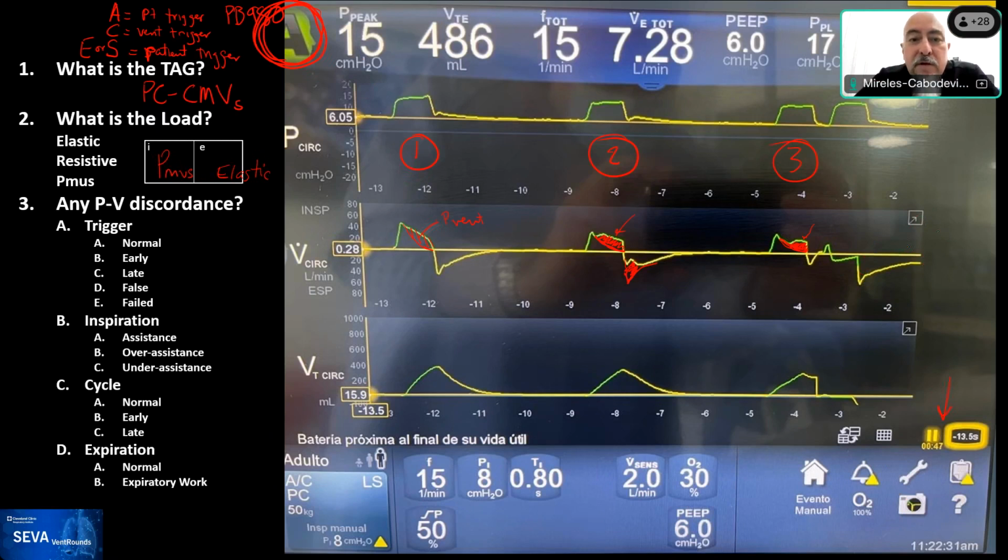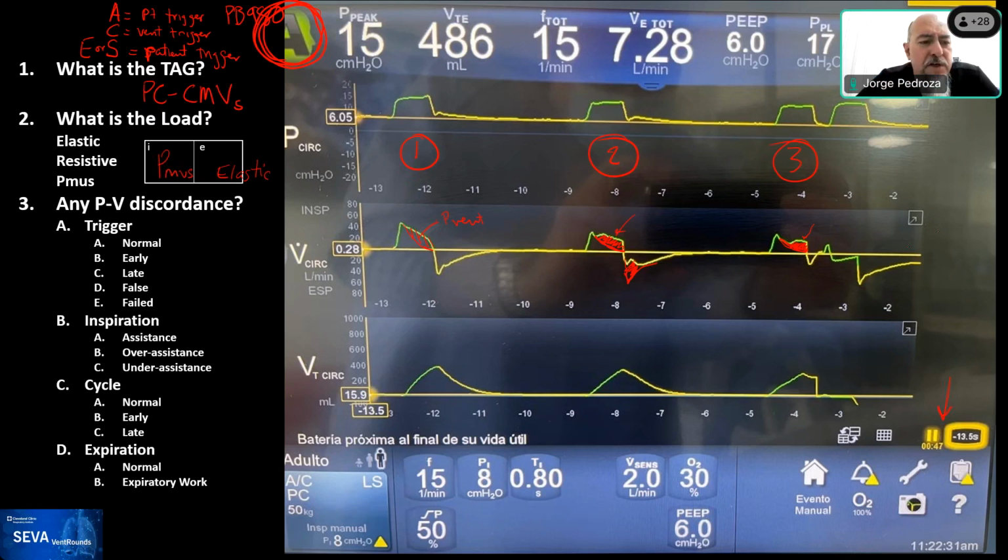Yeah, which adds a little bit higher level of complexity to try to know what type of trigger discordance it is. That's one of the good things that some ventilators have implemented, which are the visual markers. Great point. Thank you, Rob, for highlighting that. Alrighty, so go ahead.